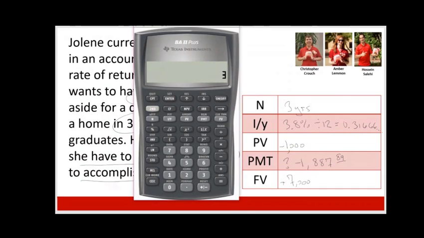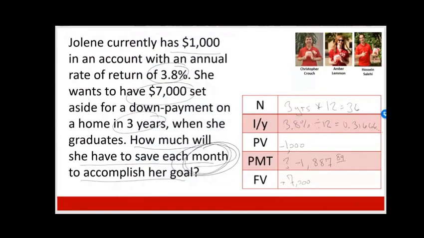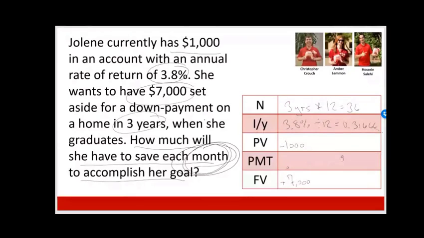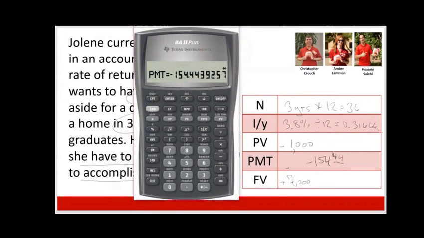Do we do 3 for N? Three times 12, we get 36, so that is our N. And now if we solve for payment, we get negative 154.44, and this rounds to 44, not 45.